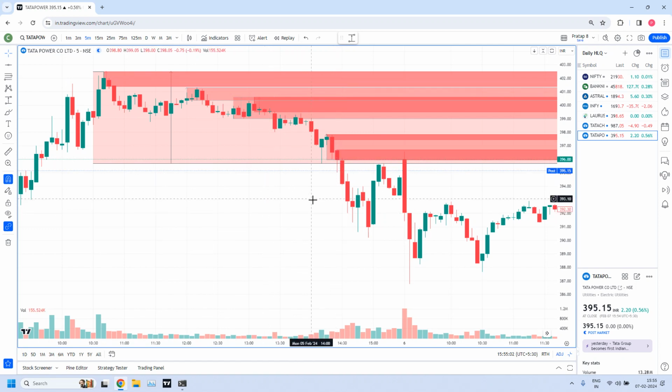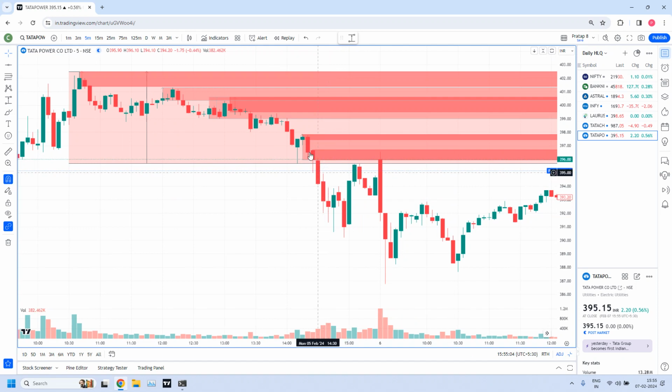Okay, look into the first one, the bottommost one. We have a drop, base, drop. It is already tested. Prices went more deep inside. So that's why we cannot plan a trade. This will be easily violated. But look into the one above, that is a fresh zone, rally, base, drop. Because it is a fresh zone, we can plan a trade here.